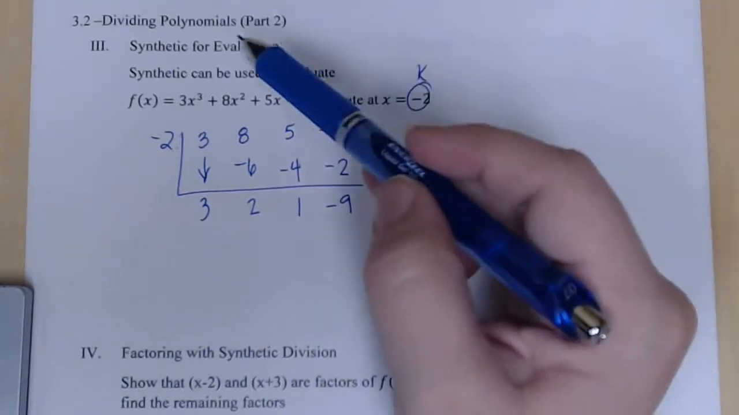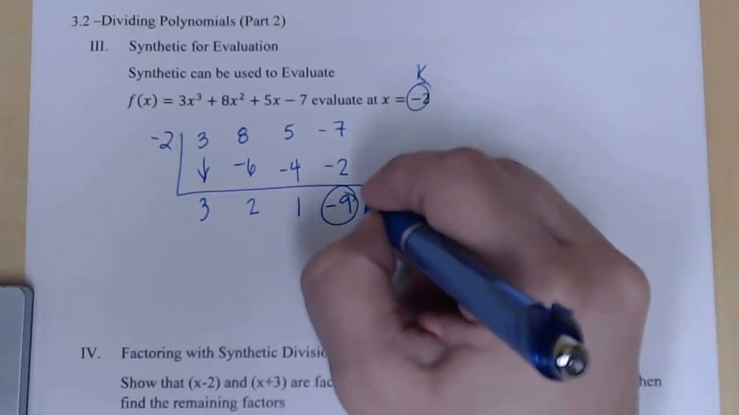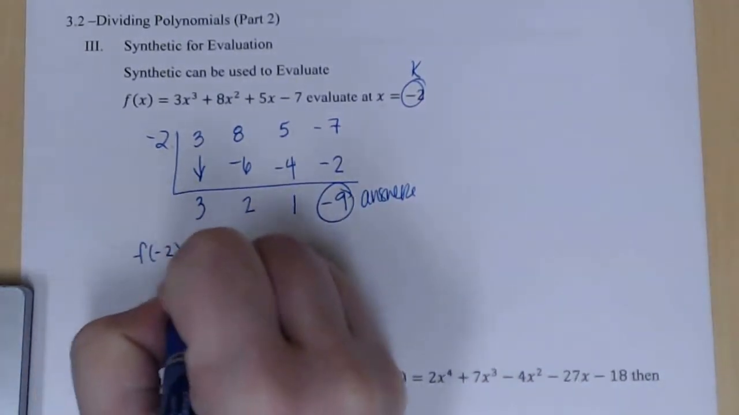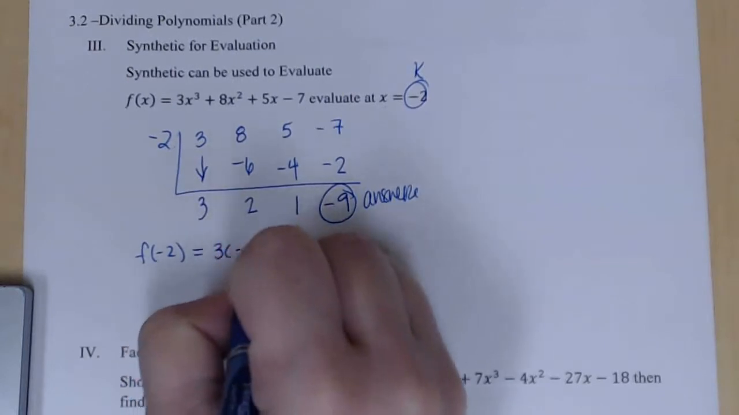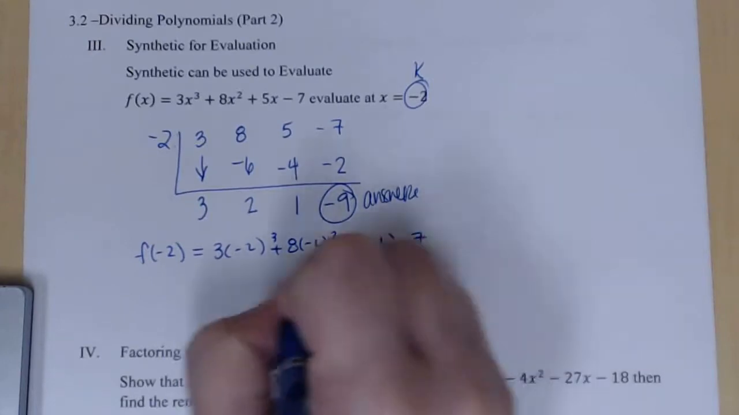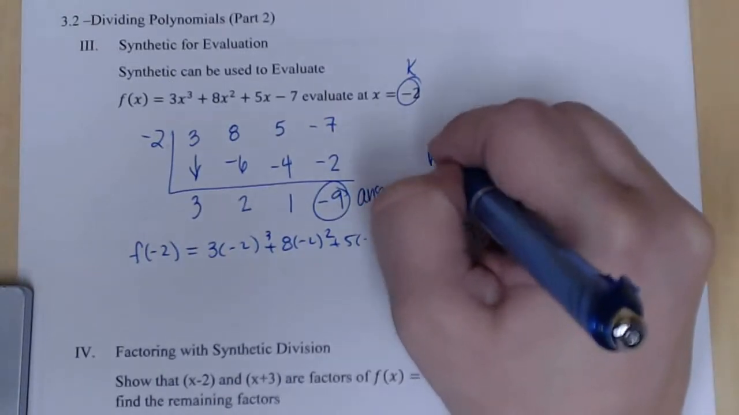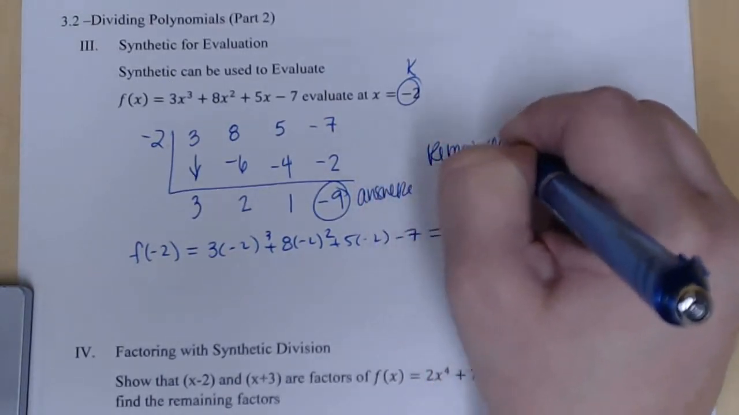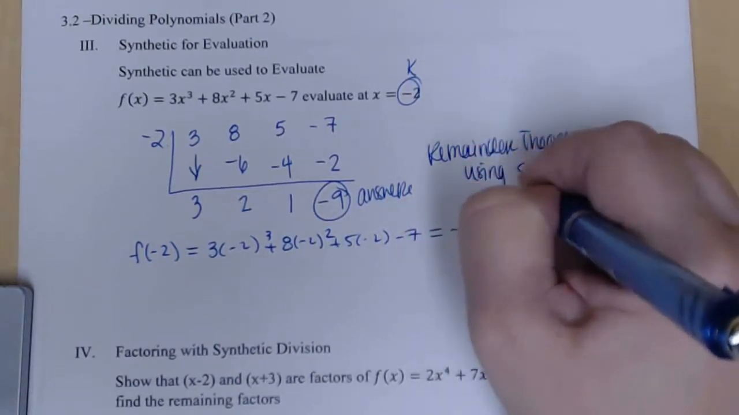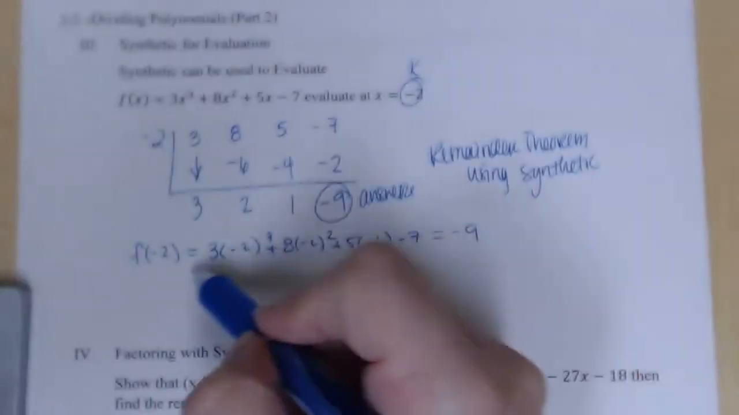And what it does is if I'm using synthetic to evaluate a function, what I get as my remainder is my answer. And what this shows me is if I were to go in here and evaluate the function at negative 2, I would have to do negative 2 cubed plus 8 times negative 2 squared plus 5 times negative 2 minus 7. I have to plug and check through that, and it would also give me negative 9. So this is known as the remainder theorem using synthetic.